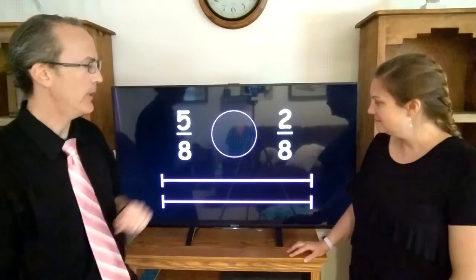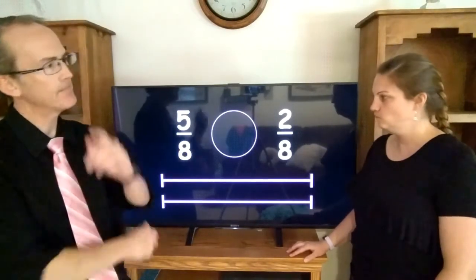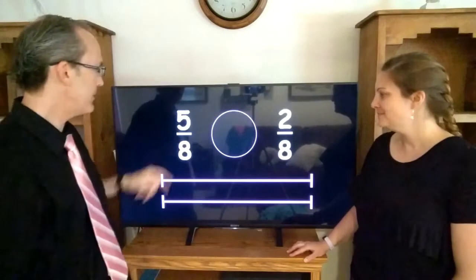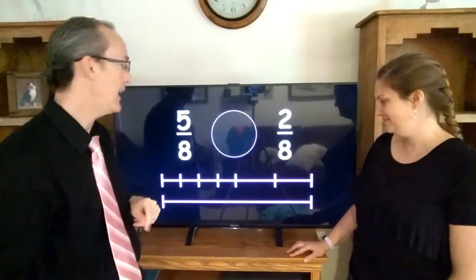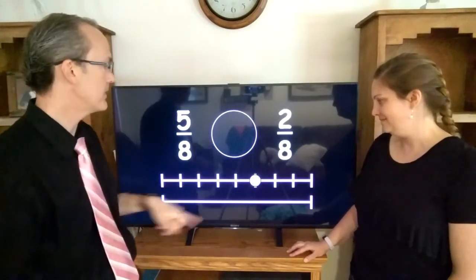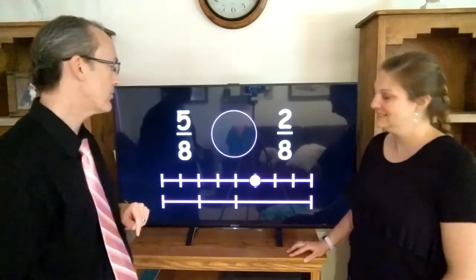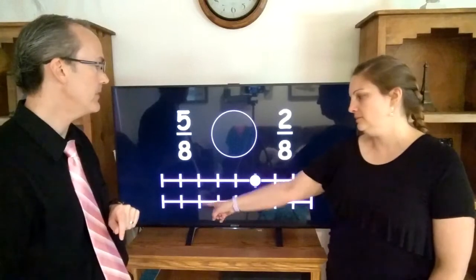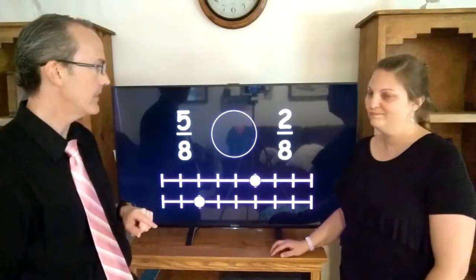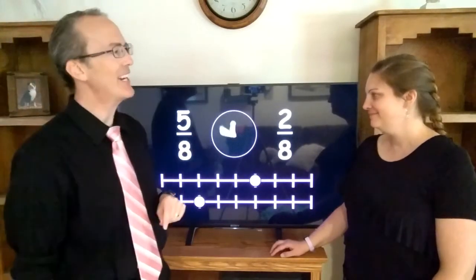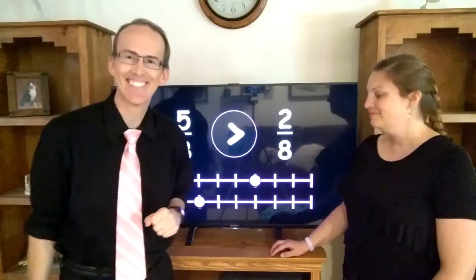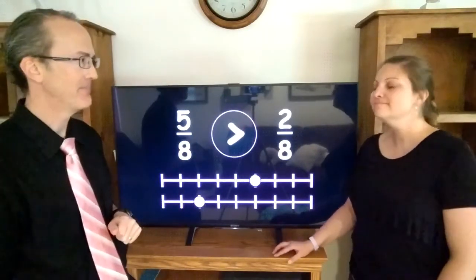Let's try another one. 5/8 and 2/8. What do you think? I think yours is bigger. Maybe. Let's find out. We have to divide it into 8 equal pieces, and then I'm going to mark the 5th piece. That's where I am. You also have a denominator of 8, so we're going to divide your line into 8 equal pieces and put it on the second. Yes, my fraction is larger. Mine is less than. True.